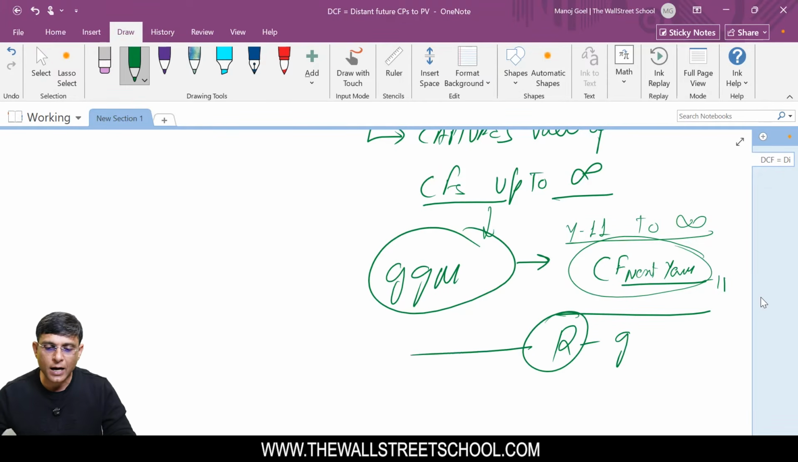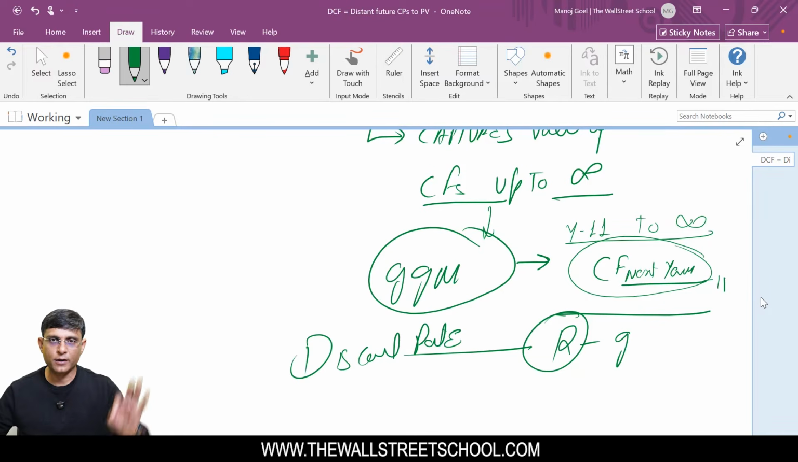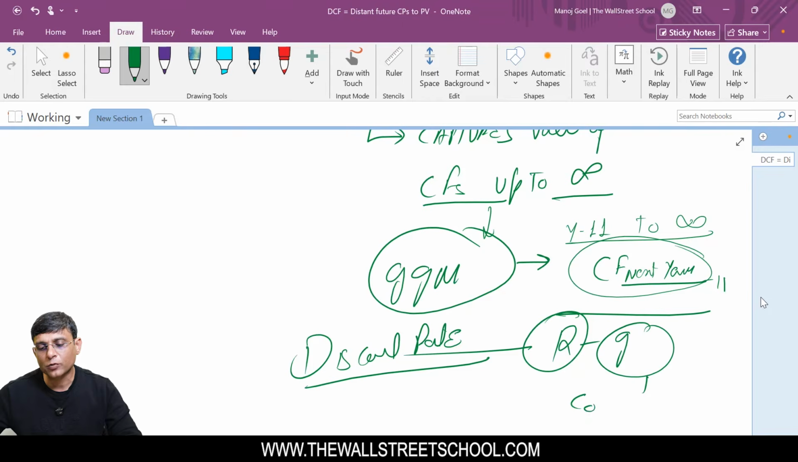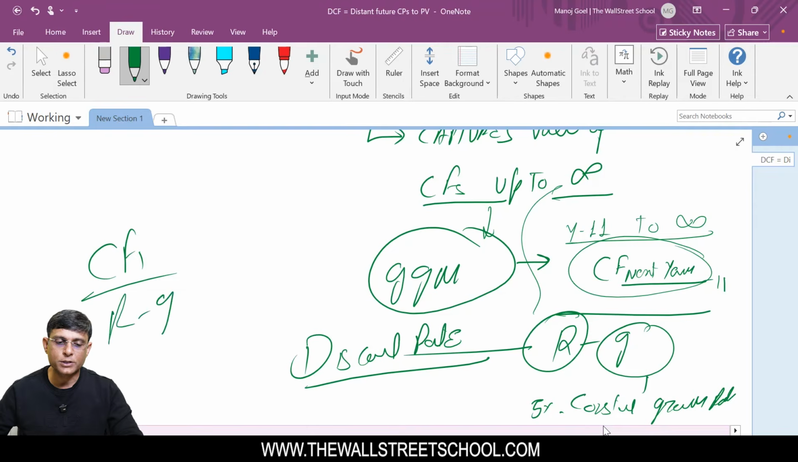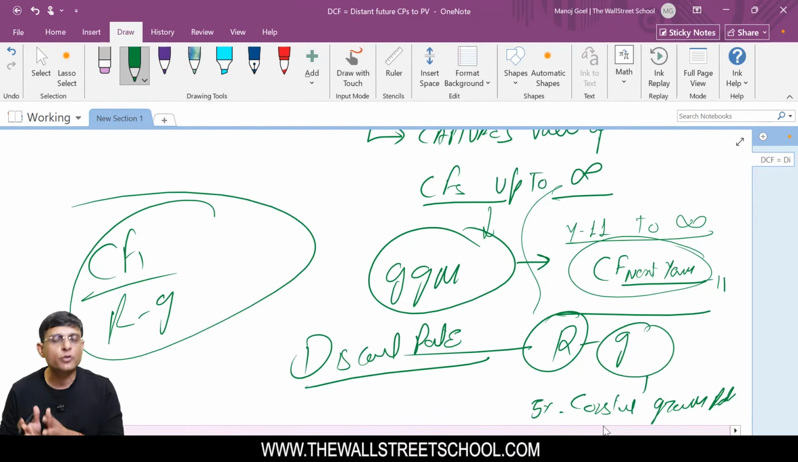Now, what is this R? R is nothing but the discount rate, which I'll discuss briefly in the next part, in this video itself. And G is what? Your constant growth rate, which is 5%. So this small equation, CF1 upon R minus G, will give you the value of all the future years' cash flows, starting from, in this case, year 11 to infinity.